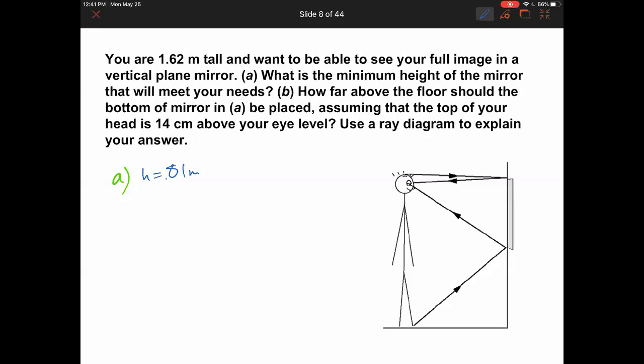Because in order for you to see the top of your head, let's call this Q. What you need to do here, you understand that the light from the top of your head will reach the top of the mirror and then reflect back. That means it doesn't have to be, see, this is 14 centimeters above, so it doesn't have to be 14 centimeters. It can be, let's say, half that. Okay, half that size.